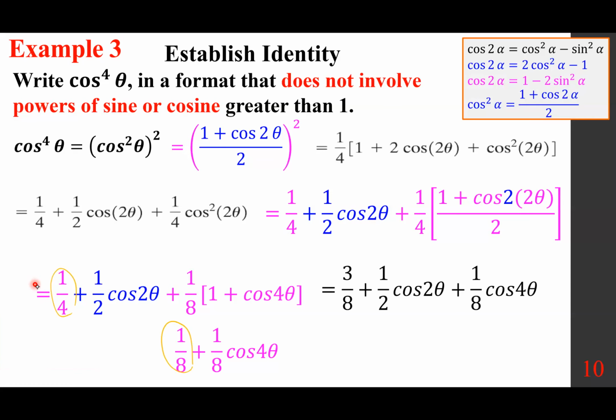Wait, I have a question. Go ahead. How do we get the 3 again? This one you mean? Yes. 1/4 equals 2/8. 2/8 plus 1/8 is 3/8. You okay with that? Okay, that makes sense. Thank you. Sure.